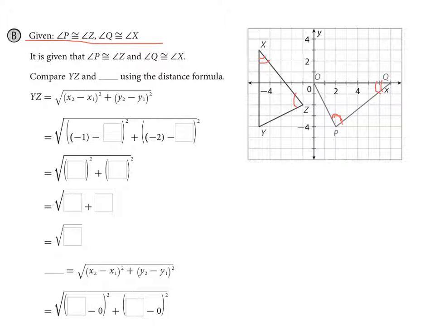So now it says compare YZ to, and which one would that go to on this other triangle? And I hope you all said OP, using the distance formula. So we need to make sure that YZ is the same as OP. And then I would have angle, angle, side, okay?